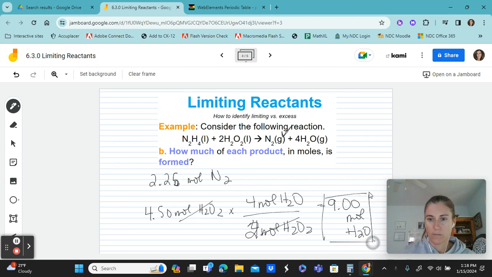All right, so the answers would be this. I solved this from the previous problem, figured out my limiting reactant was H2O2. So then I took that H2O2 and solved for water, which is my other product. So here are my two answers.